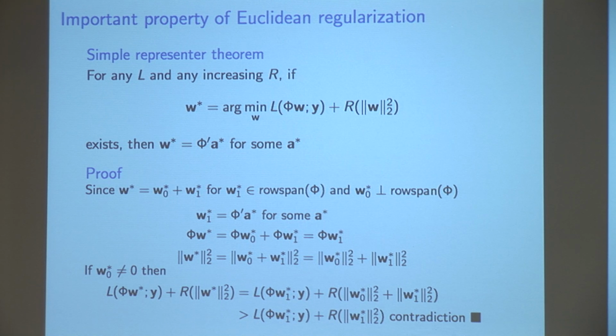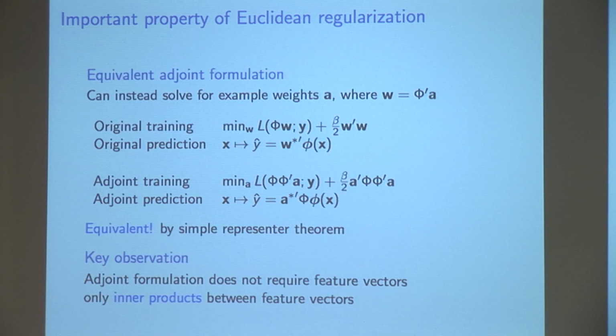Just simply because the solution, because of the Euclidean regularization, can be written as a linear combination of the data, now we get equivalent reformulations of the training and prediction problems. So here's our original problem. I go back to the Euclidean regularizer squared. Sorry, I changed my notation. So this is my original training problem. Here's my original predictor.